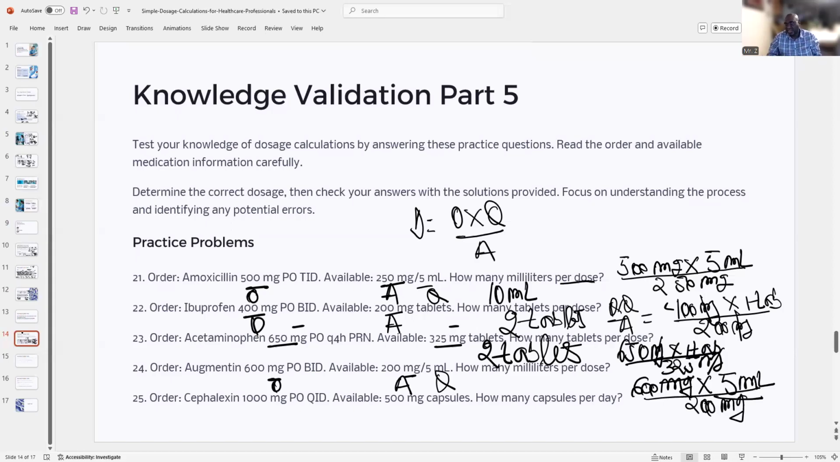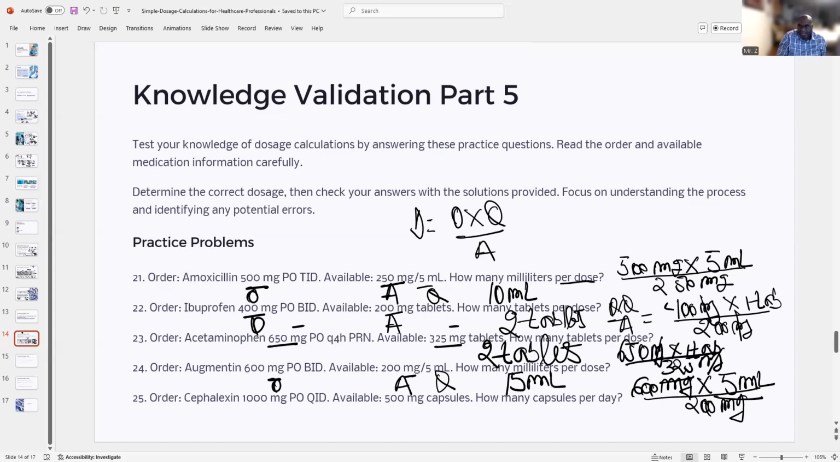You can do 600 divided by 200 is 3, times 5 is 15, or you can do 600 multiplied by 5. It gives you 3,000. You divide now by 200. You have 15 milliliters. So the answer will be 15 milliliters.